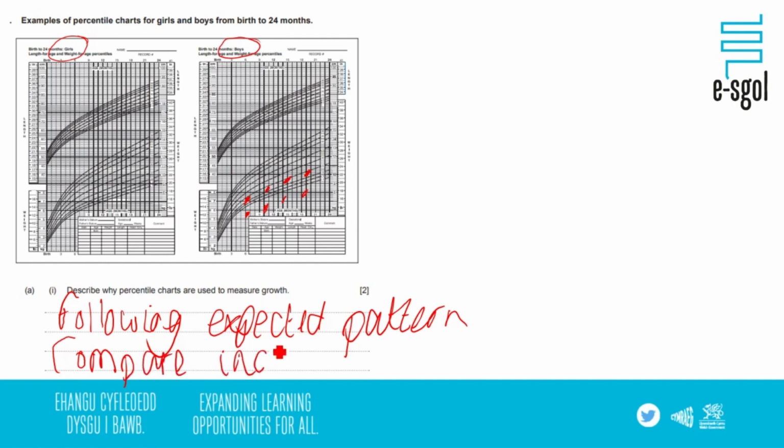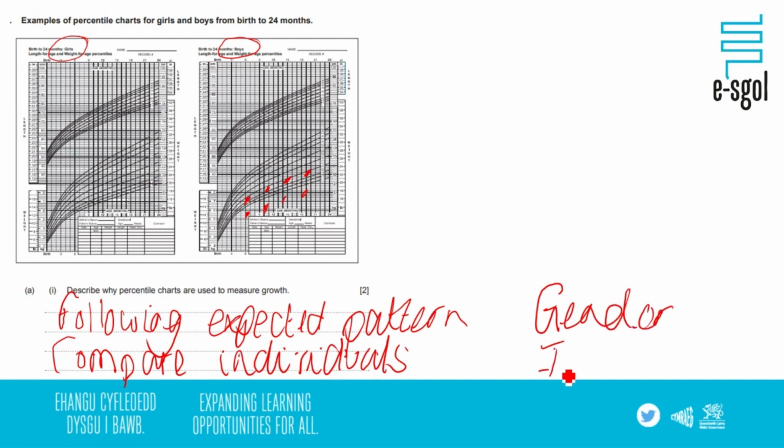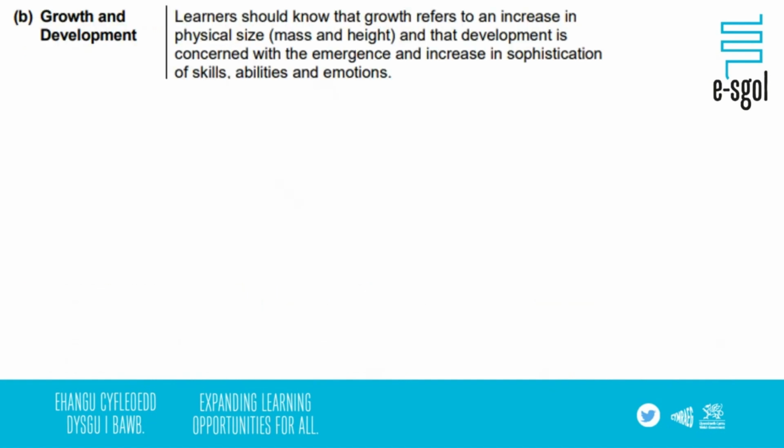Okay. It also allows us to compare individuals. Okay. It also allows us to differ between both genders. That is very important. And obviously the main thing is to indicate any significant growth problems that that individual has. Okay, based on the information then for growth, okay, this is something that you can work towards with your knowledge that you have.